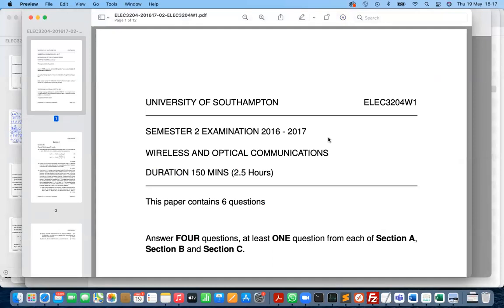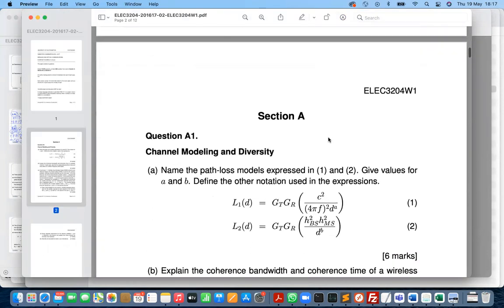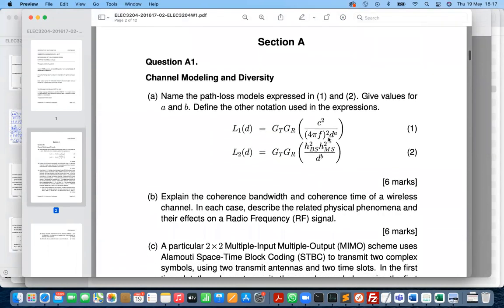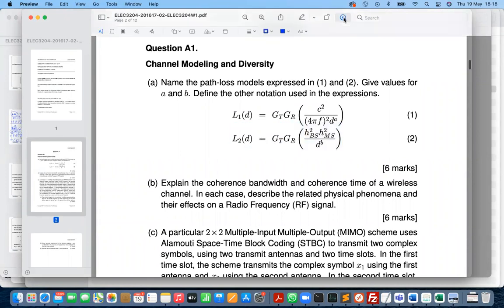So this is the exam paper for the year of 2016 to 2017. Okay, channel modeling. Now you have two equations shown to you here. What we need you to do is tell me what they are. These are the two models for path loss. You need to tell me what they are and what their parameters mean.